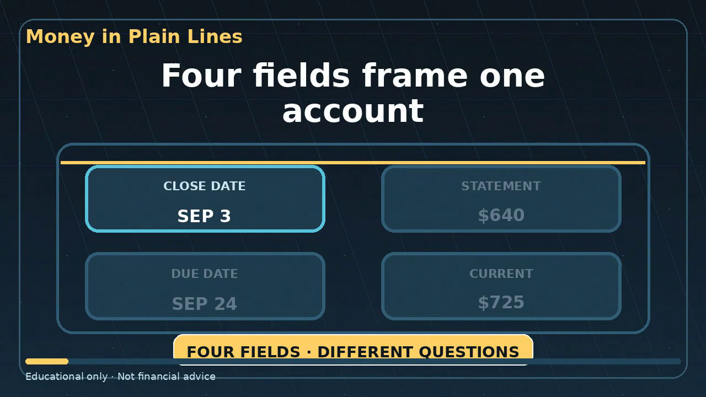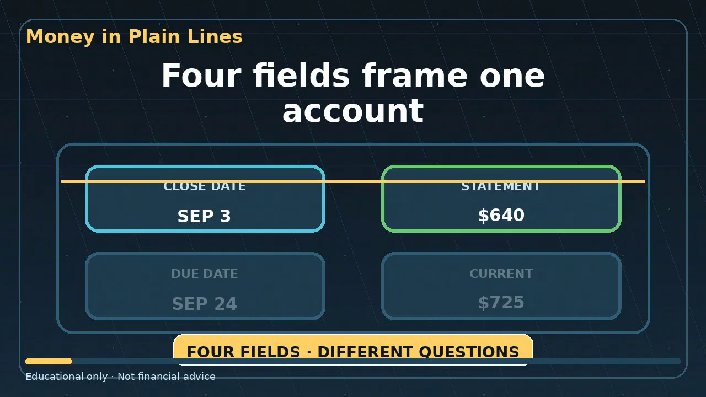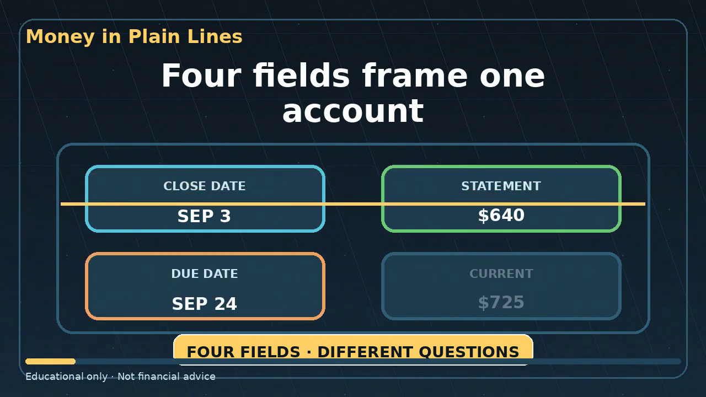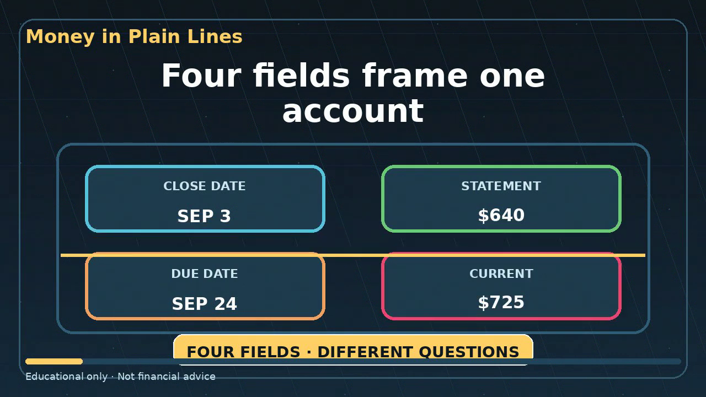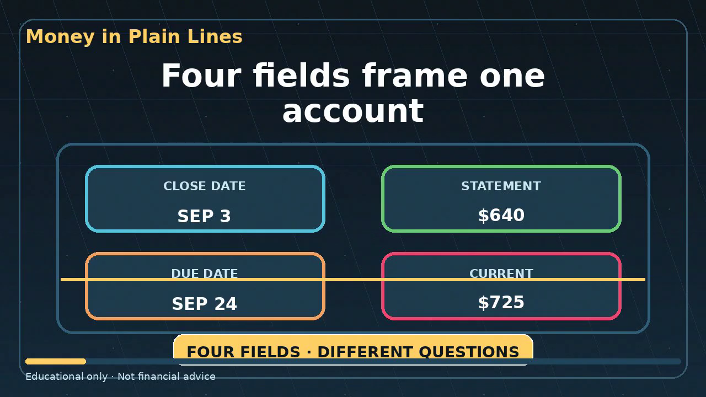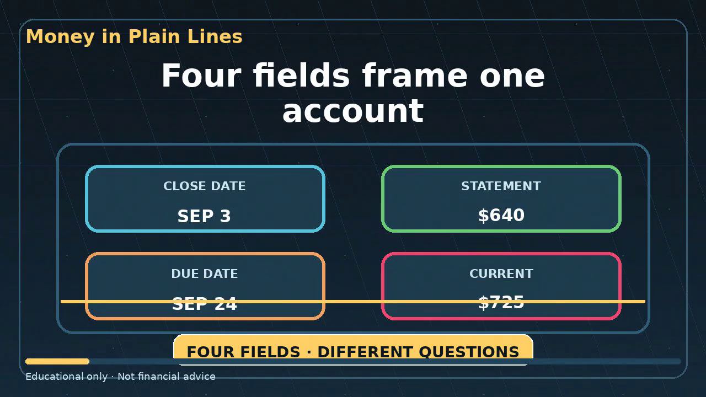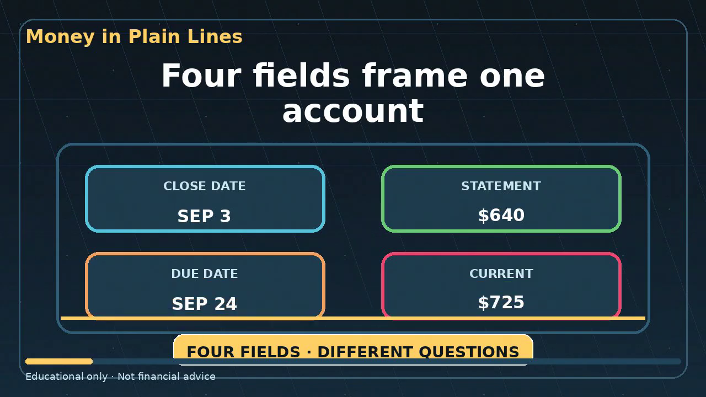A gap between them does not automatically mean one number is wrong. It may simply reveal two different cutoff times. Imagine Elena using a fictional card account for ordinary classroom examples. Nothing here describes a real issuer or contract.